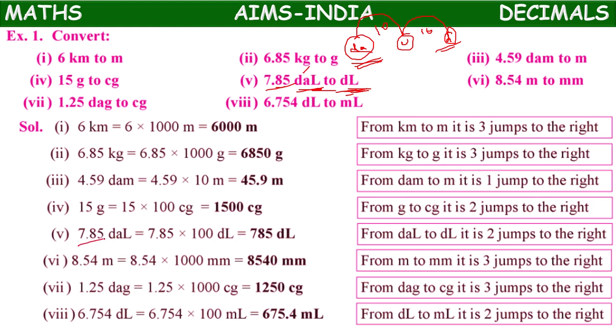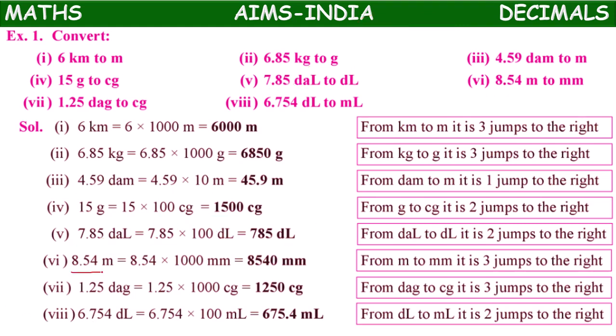So here 7.85 decaliter they have given. Instead of decaliter, we can take 100 deciliter. 100 deciliter into 7.85. Here we have 2 zeros, so the point will shift 2 places towards the right side. 785.0 we can mention, but no need of 0 here. 785 deciliter.